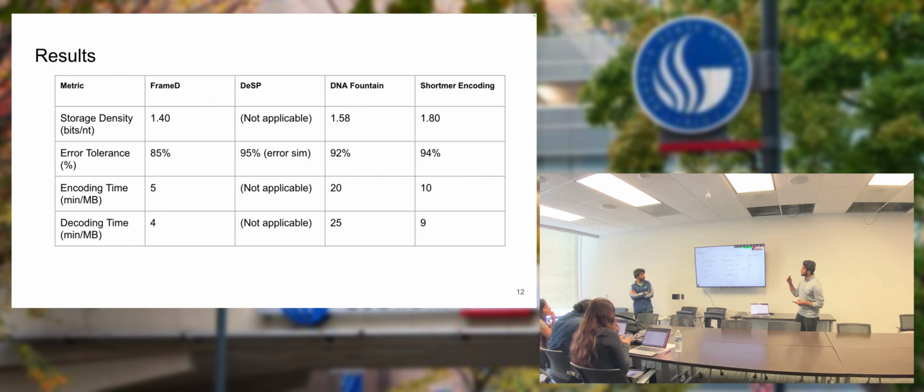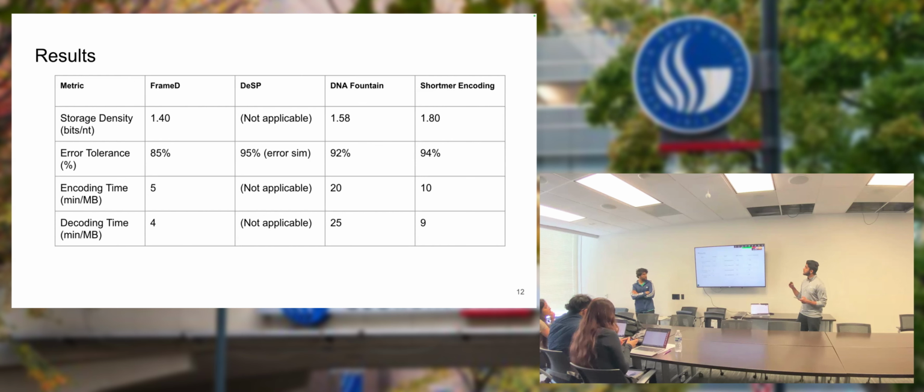We found that the short-mer encoding stored the most data. It was 1.80. The storage density is how much you can store. The formula that we used was total bits encoded over total number of nucleotides synthesized. It tells you how many bits of data you can store per single DNA base. Why is this 1.8? Total bits encoded over total number of nucleotides synthesized, and that's equal to storage density.